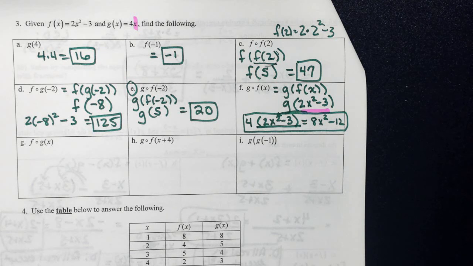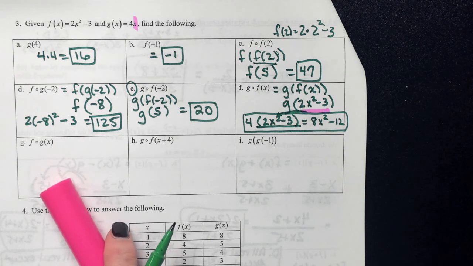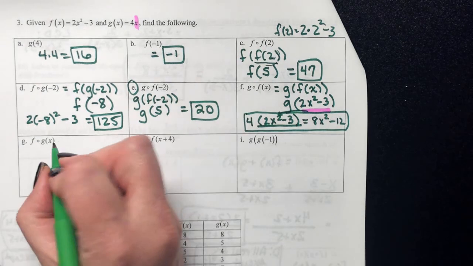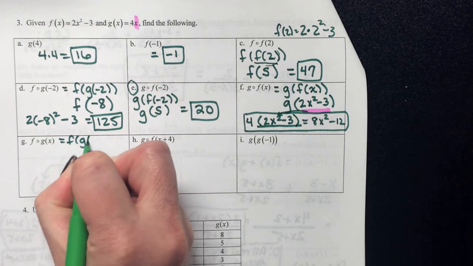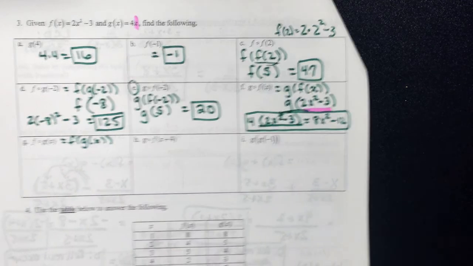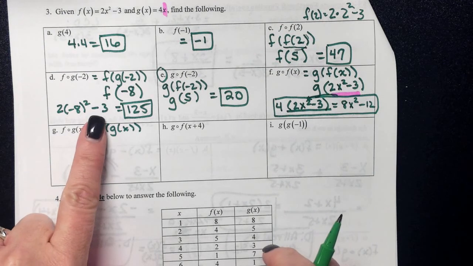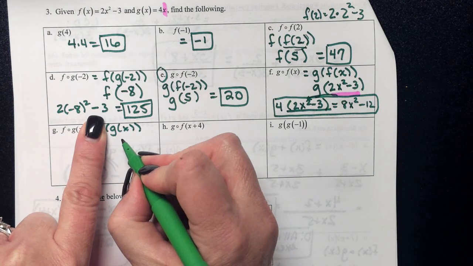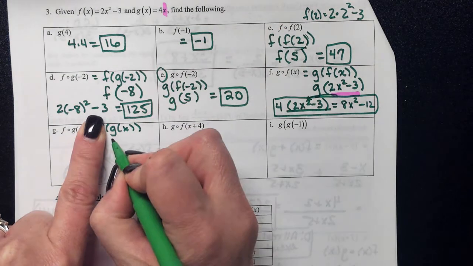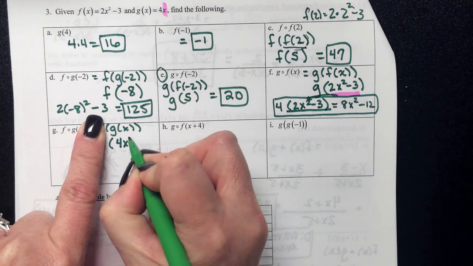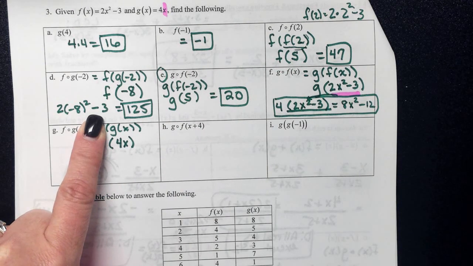Remind me again, am I going to get the same answer as I did for F for part G? Are they going to be equivalent? No, remember, this is F of G of X. Cover up what's on the outside and look on the inside. G of x is 4x. So I'm going to replace g of x with 4x.